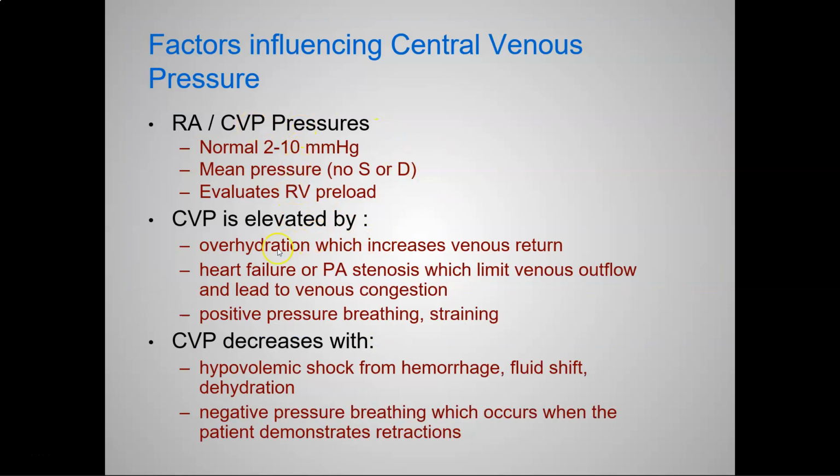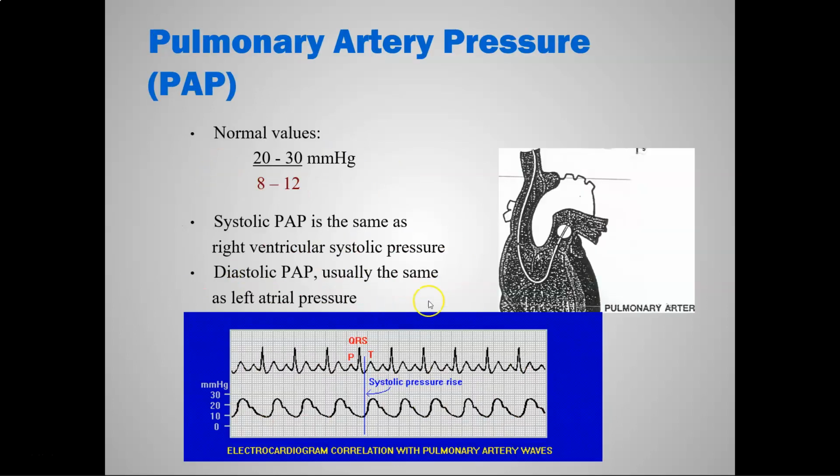Okay, if CVP is elevated, they are overhydrated. If CVP is decreased, think hypovolemic shock, not enough fluid, or fluid volume shifting into the third space, meaning it's in their tissues where it doesn't belong. Typically, I'd be looking at my albumin levels now or any kind of sepsis pathology.